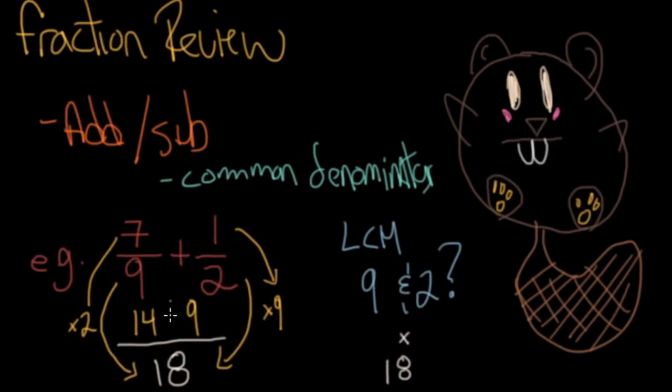And of course, we are adding. So our final answer, and I'm going to do final answer in pink, is going to be that 14 plus 9. So we're going to get 23 over 18. And there's your final answer. You leave it as an improper fraction because, let's be honest, improper fractions are the best.